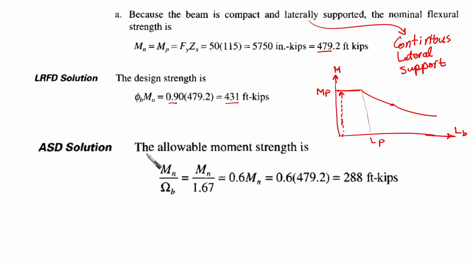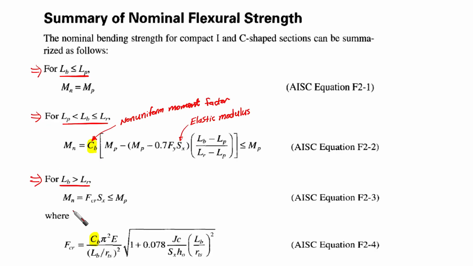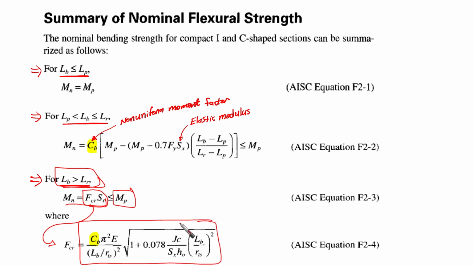Let's go back to our roadmap here. Yes, we are here. So this is the case Lb larger than Lr, then Mn equal to Fcr times Sx, and should be capped with Mp, and Fcr equal to this nice equation here. Okay, and let's go.